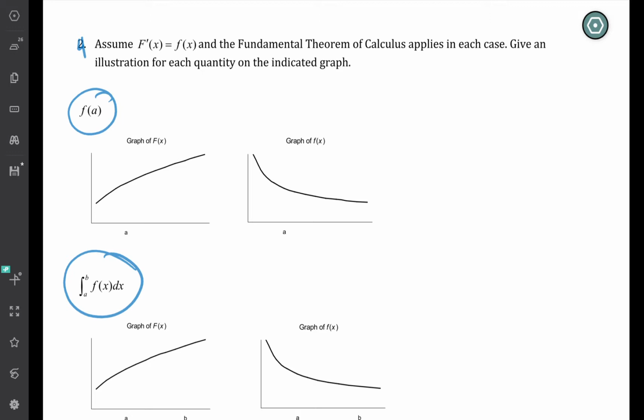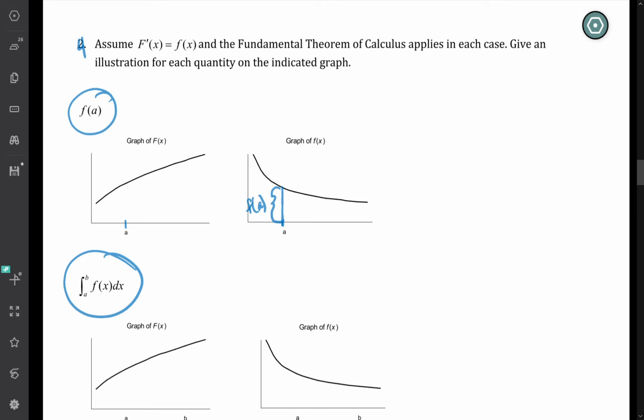Okay, so f of a, we're given a is an x value. So for each of these, we're going to say on the graph of f, what does that look like? On the graph of big F, what does that look like? On the graph of little f, f of a is just your y value, so it's going to be the length of this line.